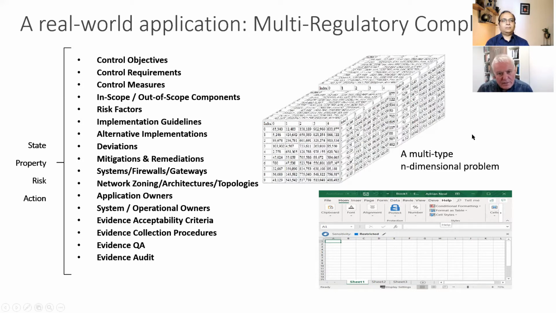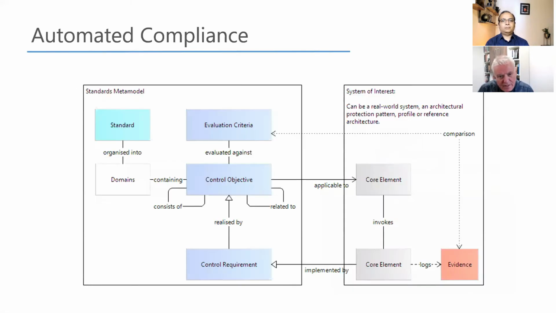So what we can try and imagine, if you like, is a different approach to automated compliance, where on the left here we have the compliance framework built. It's published as a standard. It's got several domains. Within each domain there are control objectives. Those control objectives are realized by a number of requirements, usually ANDed together, and they're evaluated against certain evaluation criteria. That's what comes in the standard.